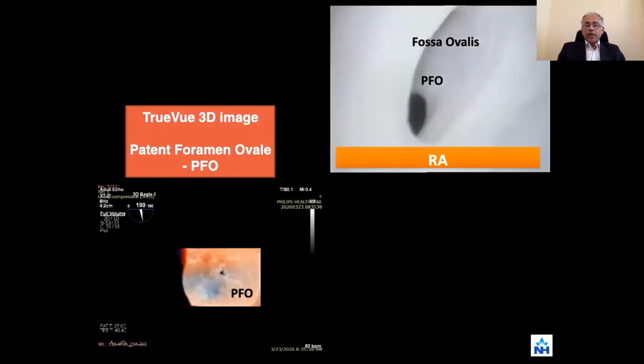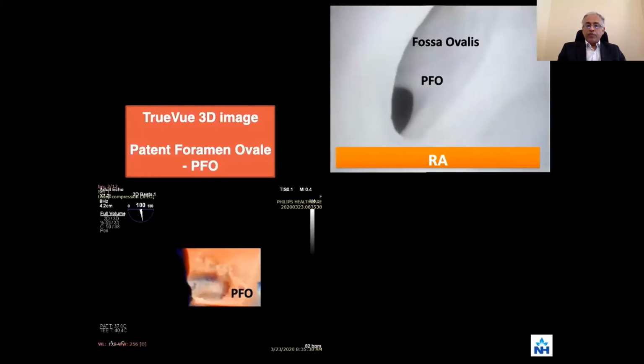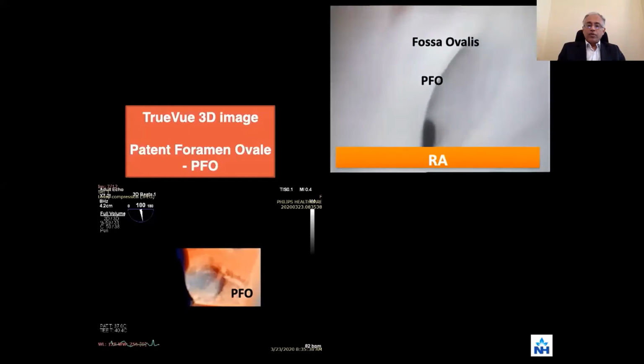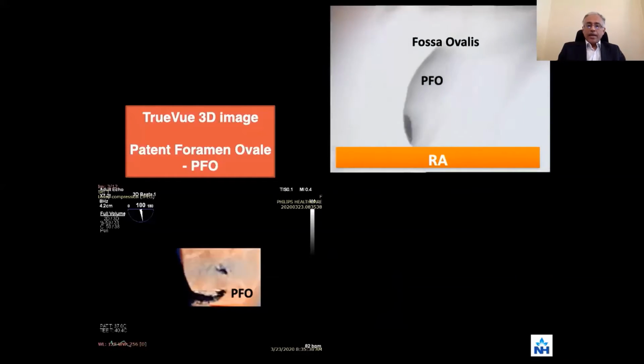Now, the fossa ovalis, when it has an opening, it is the patent foramen ovale. So the PFO is always associated with the fossa ovalis. This is how it looks like. It is like two flaps which have failed to fuse, and that opening is what is called the patent foramen ovale. So there's no true defect. It is just that the two flaps have failed to join together, fuse together, and that opening is the patent foramen ovale.